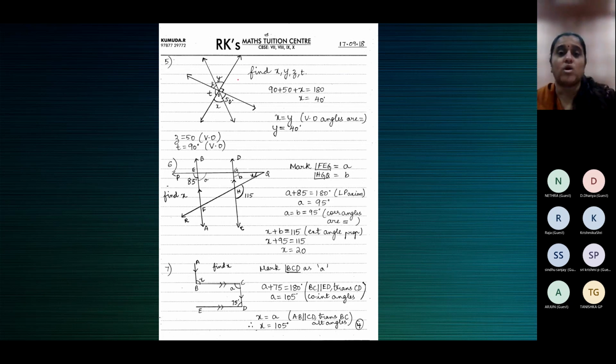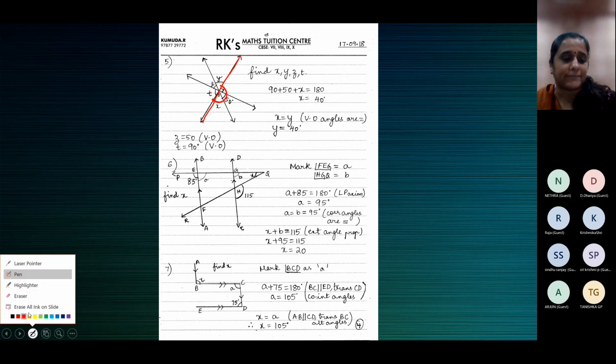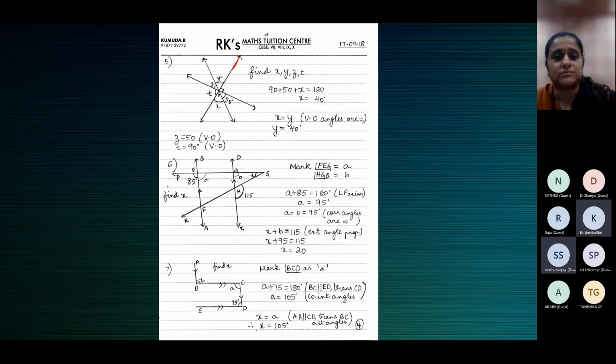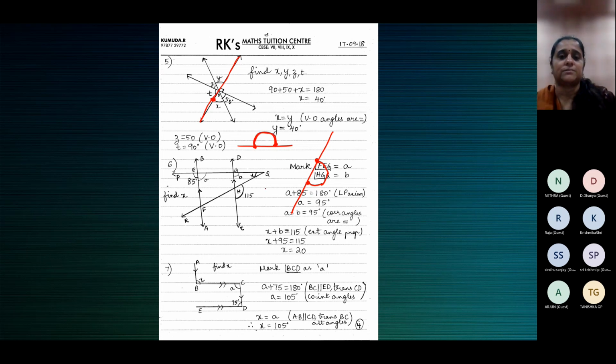If you want to go by the order, find x first. You can see the straight line here, and on it are x, then 50, then 90. Agree, all of you? Yes, ma'am. You start from here, this is x, this is 50 and this is 90. On a straight line, you start from here and land here, that's 180.